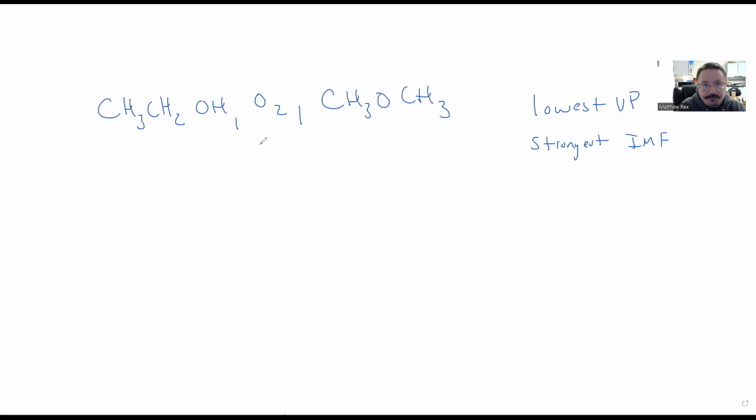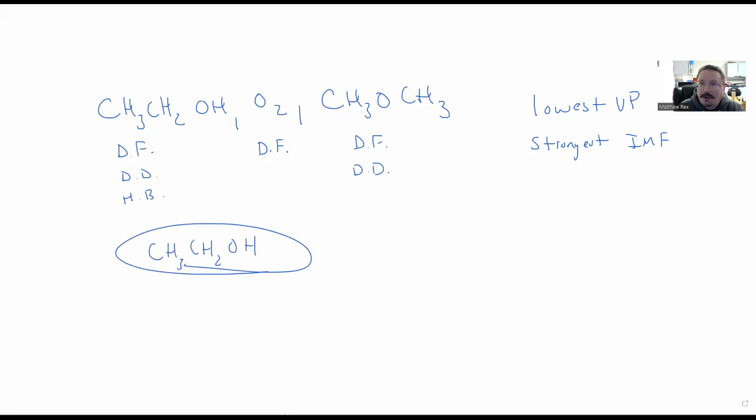So in this case, here we have only dispersion forces. Here I have dispersion forces and I have a dipole because of that electronegative oxygen. Here I have dispersion forces, a dipole, and hydrogen bonding. So this should have the strongest intermolecular forces and therefore the weakest, or lowest, vapor pressure.